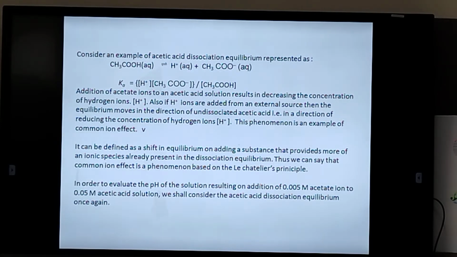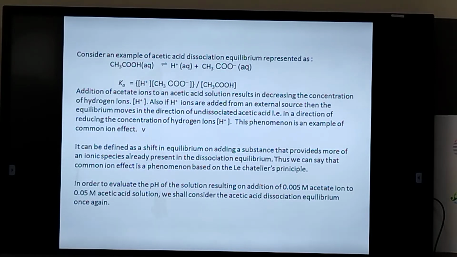This phenomenon is an example of the common ion effect. It can be defined as the shift of equilibrium on adding a substance that provides more of an ionic species already present in the dissociation equilibrium. Thus, we can say that the common ion effect is a phenomenon based on Le Chatelier's principle.